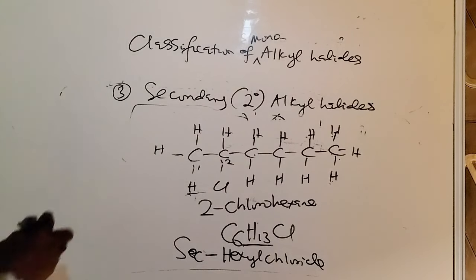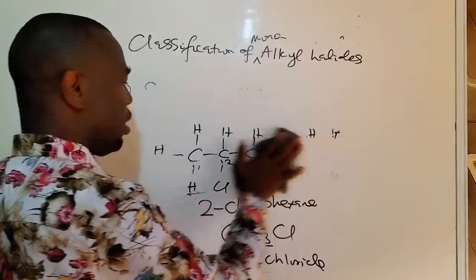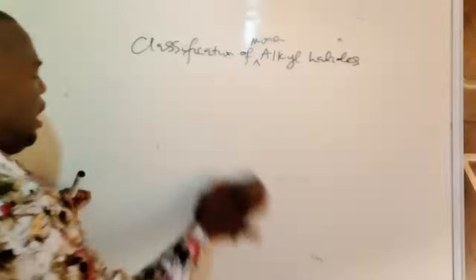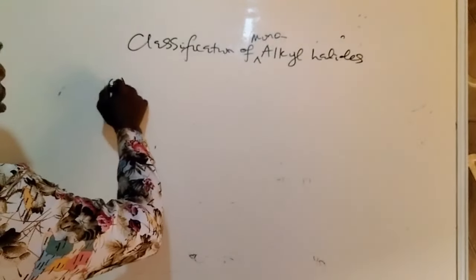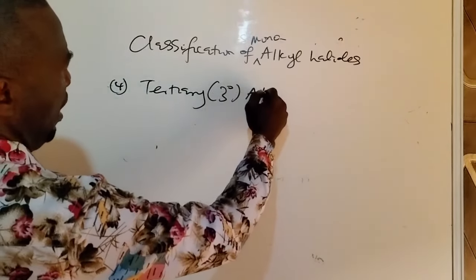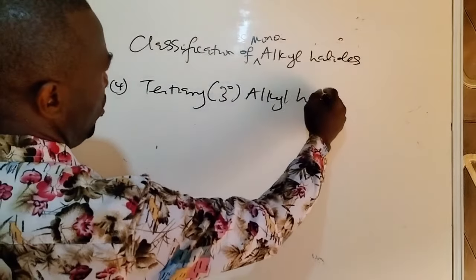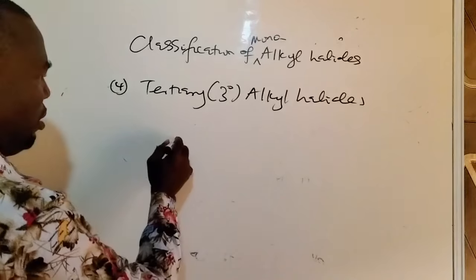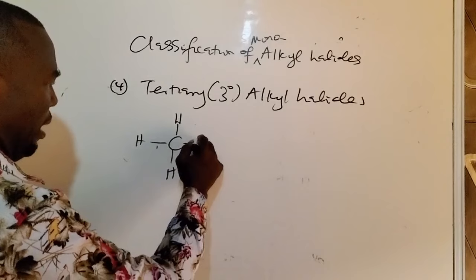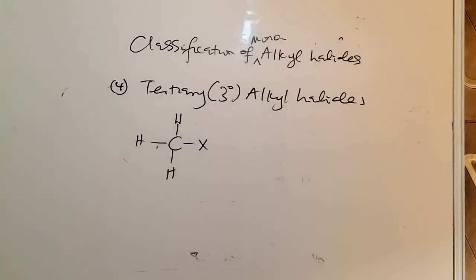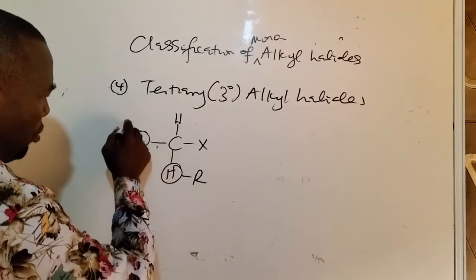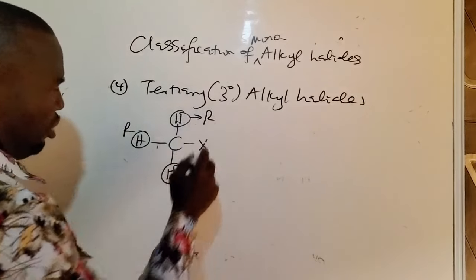So having done that, we will now go to the fourth classification of alkyl halide. The fourth is called tertiary or 3rd-degree alkyl halides. So what do you understand by tertiary? Go back again to the simplest monoalkyl halide like the methyl halide. Then replace the whole hydrogen, all of them, with alkyl groups. So that is it. It gives you tertiary.